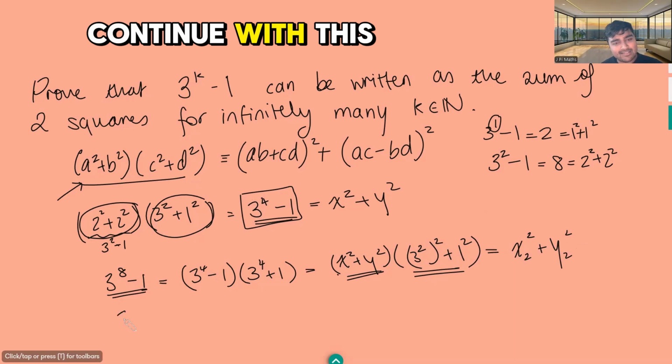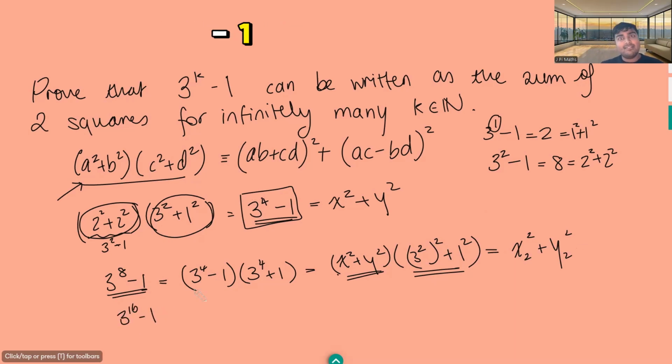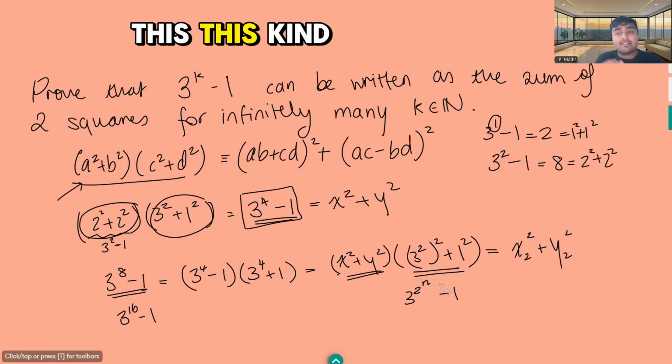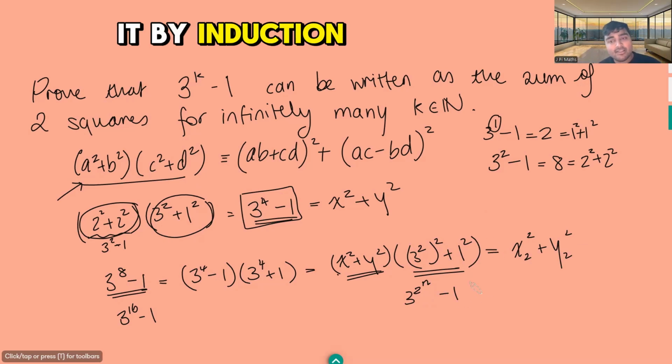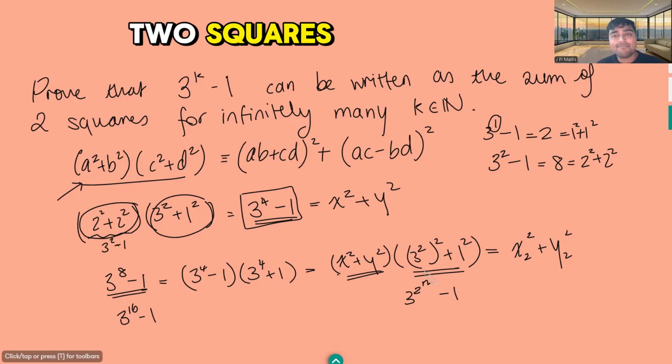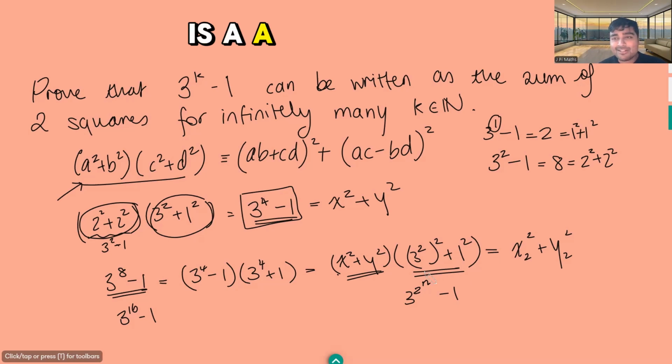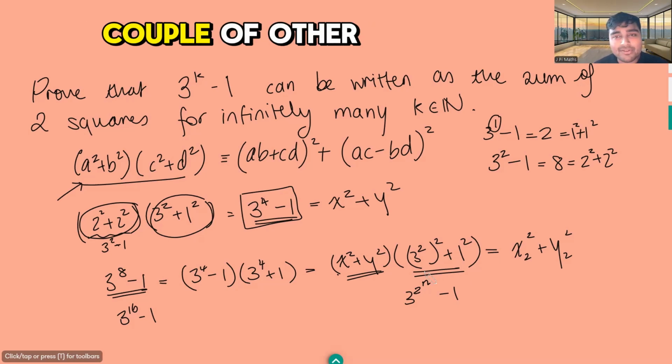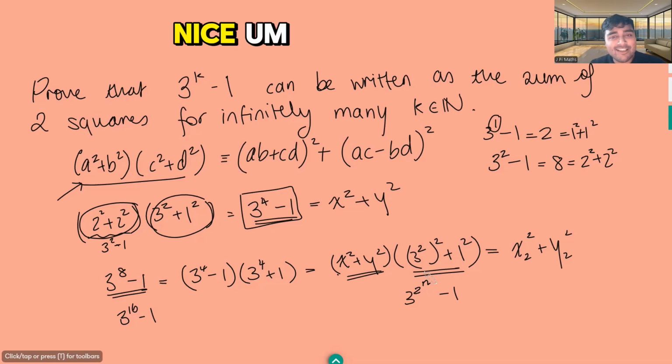I can continue with this and do 3^16 - 1, and 3^32 - 1, and 3^64 - 1. In fact, 3^(2^n) - 1, using this kind of process, you can prove by induction, will always be able to be written as the sum of two squares. And that solves our problem. I hope that is a pretty nice solution. I think there may be a couple of other ways to do this, but I think this is quite nice.